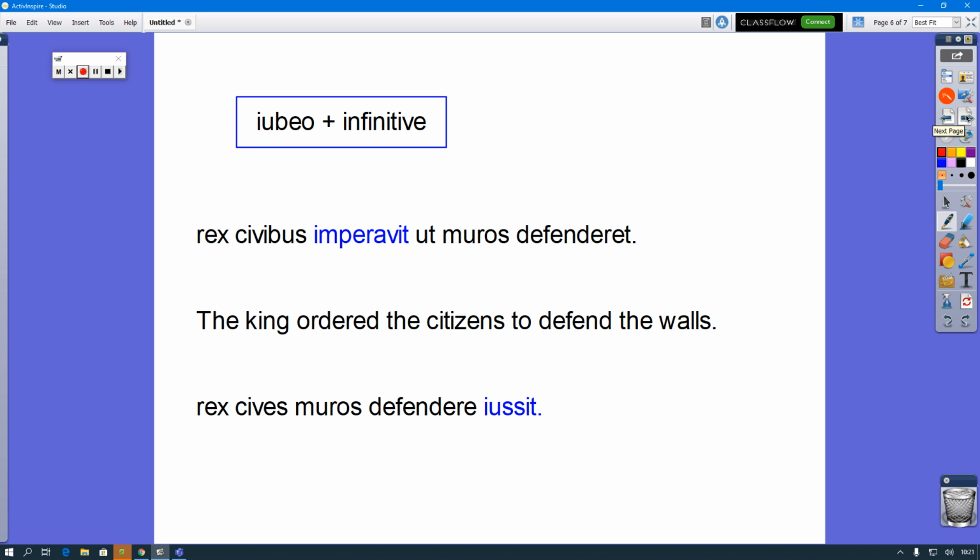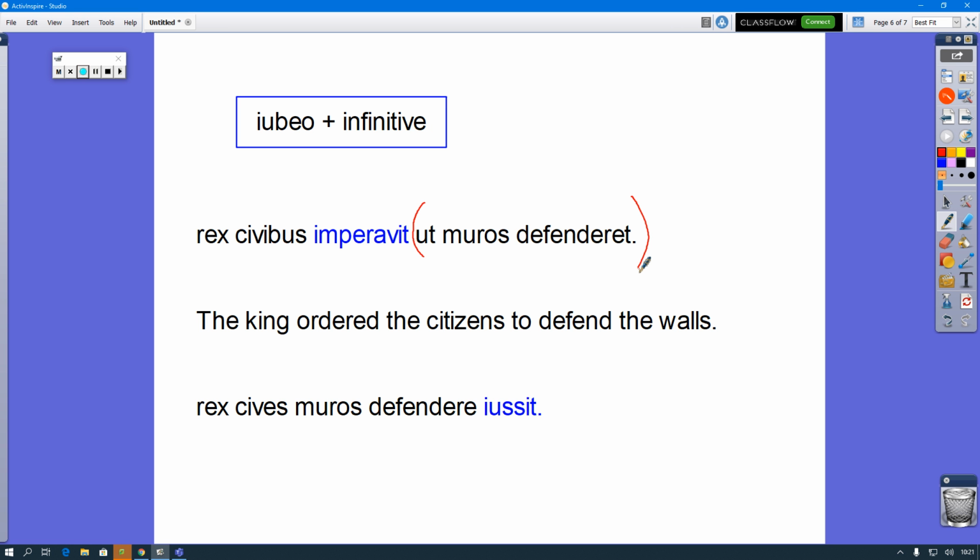Finally, with indirect commands, we have to remember this verb as well, iubeo. Now, iubeo doesn't take an ut clause after it. Iubeo just takes an infinitive. So both these sentences mean the same thing. In my first one, I have the indirect command clause. The king ordered the citizens to defend the walls.